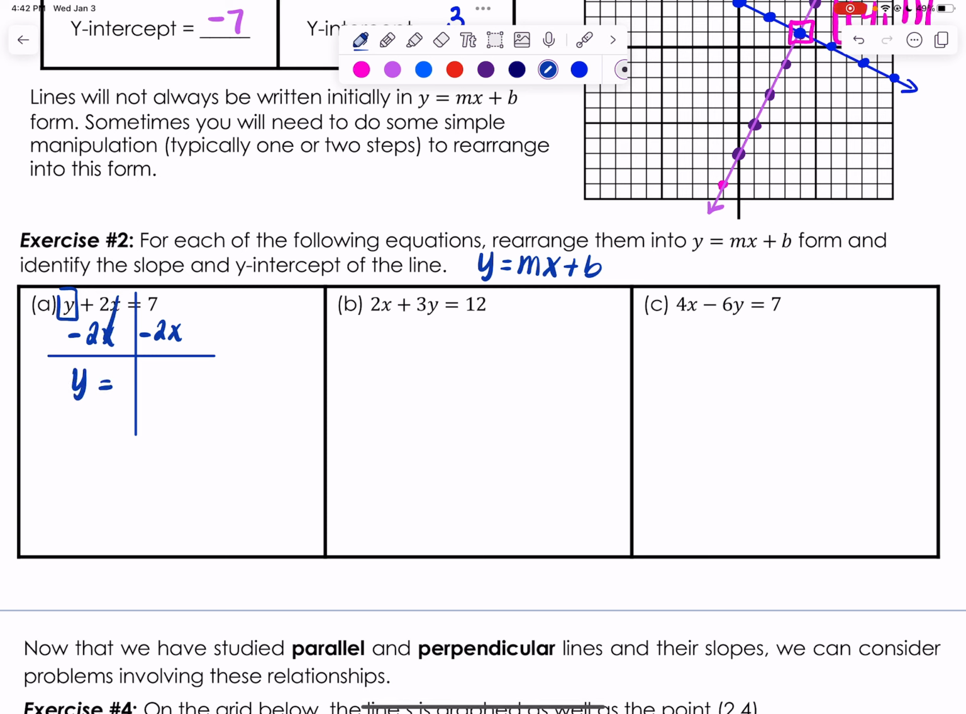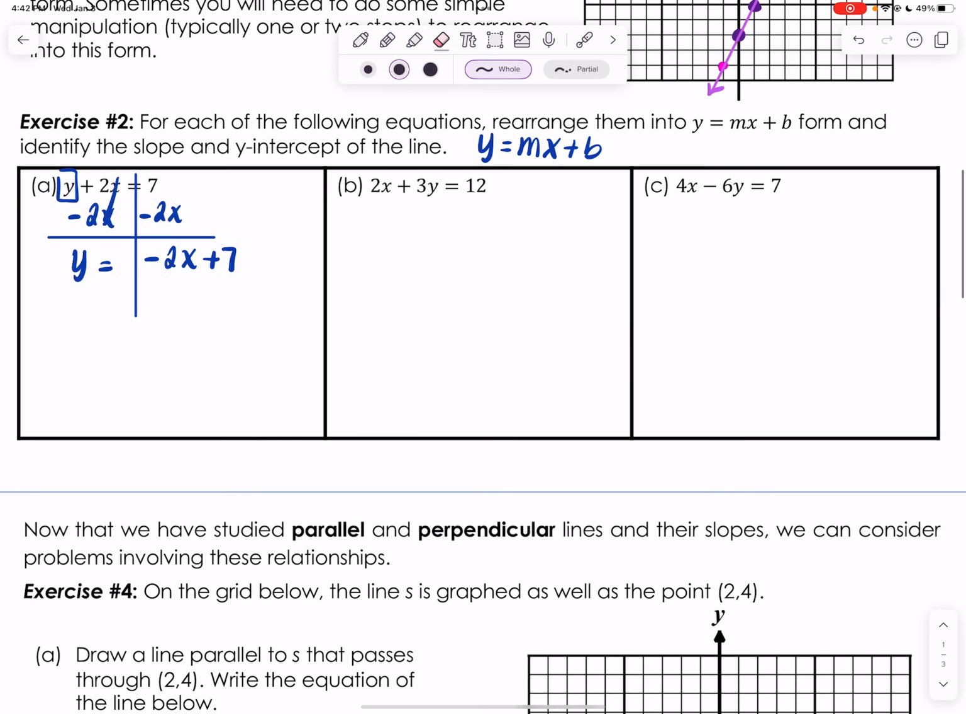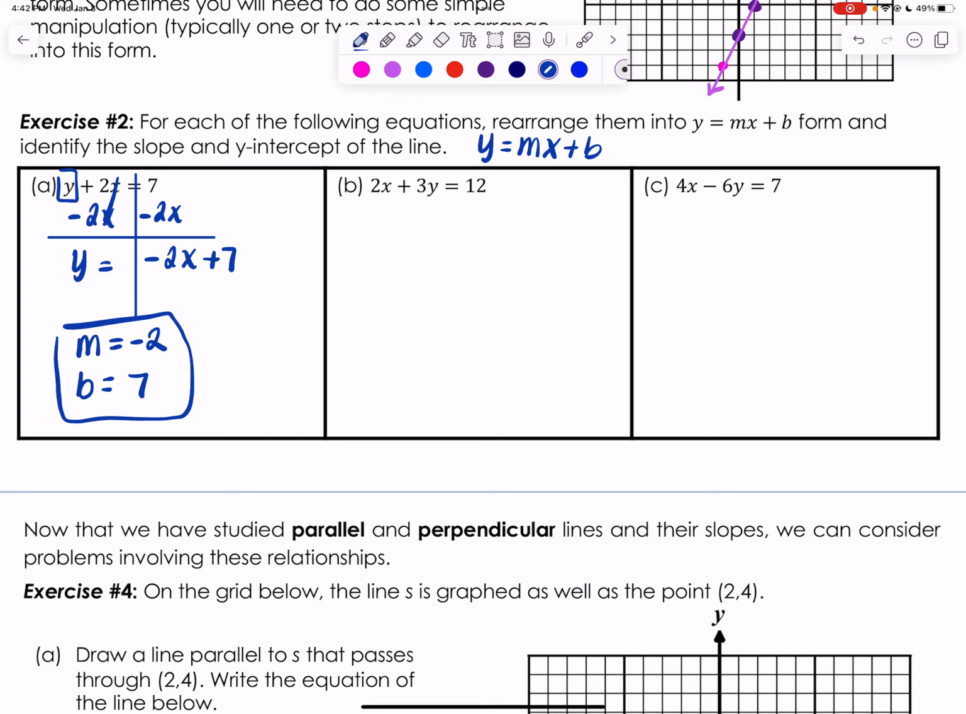So now I get y equals negative 2x plus 7. Always write the x term first. So if we look, our equation is now in that y equals mx plus b form. So now we can identify our slope and our y-intercept. Our slope is going to be negative 2, because that's the number attached to x. And our y-intercept is going to be 7, because that's the number hanging out solo.